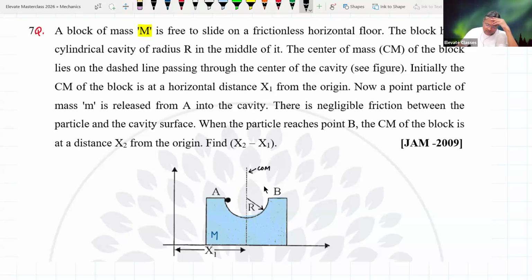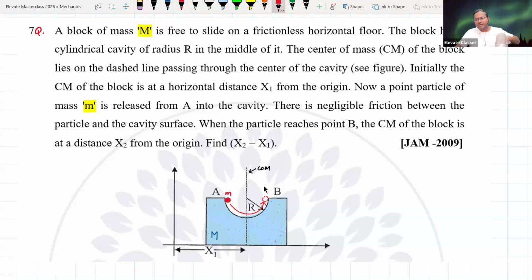Now a point mass particle of mass small m is released. अब क्या करते हैं? We will include a point mass particle of mass small m at A. There is negligible friction between the particle and the cavity surface. When the particle reaches the point B, जब particle यहाँ पहुंचेगा along this direction, the block is at a distance x2.